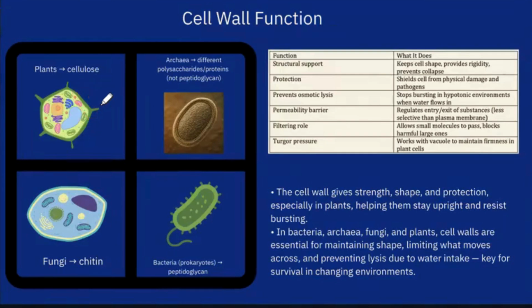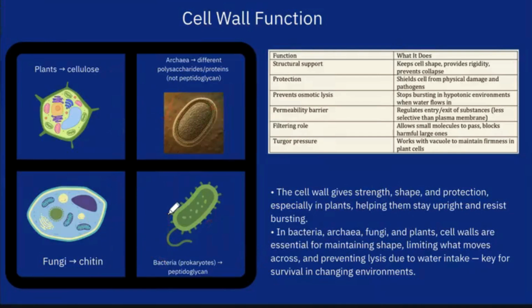Archaea are different: they're composed of different polysaccharides and proteins, and they're contained to have some cell wall there. Fungi have something called chitin that is a cell wall, and bacteria have what are known as peptidoglycan. So peptidoglycan is contained in those cell walls. So basically what you need to know is the cell wall characteristics for plants, archaea, fungi, and bacteria.